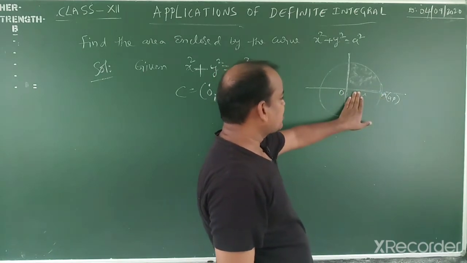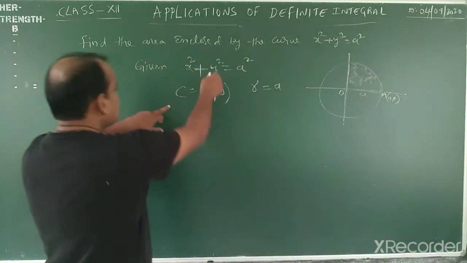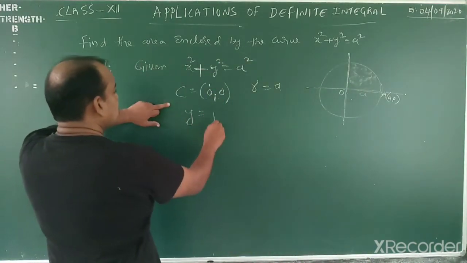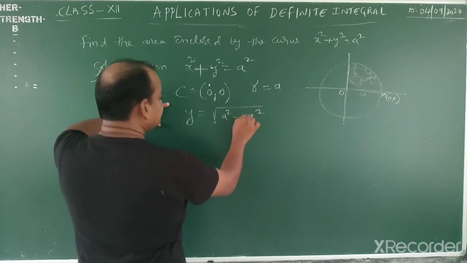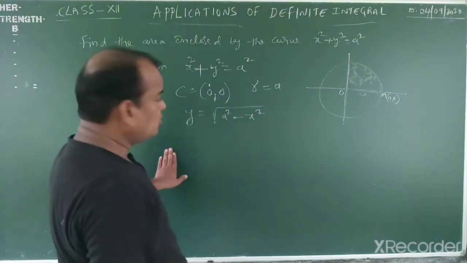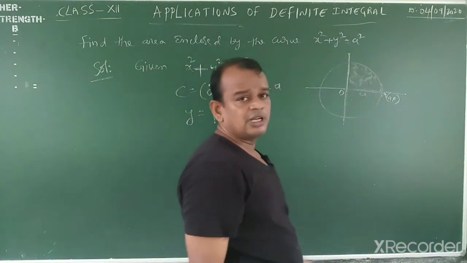Here with respect to the x axis, compulsory the function is 100% in terms of x only. Here, what about y? Here y is equal to root over a square minus x square, 100%. Now the limits are 0 to a. Now 4 into, we will take the 4 into.